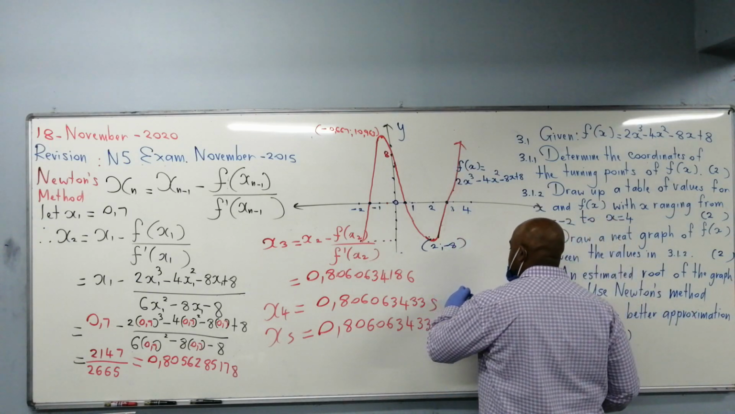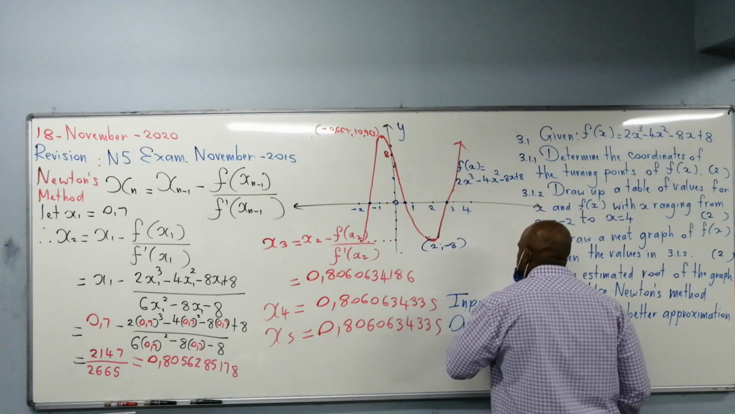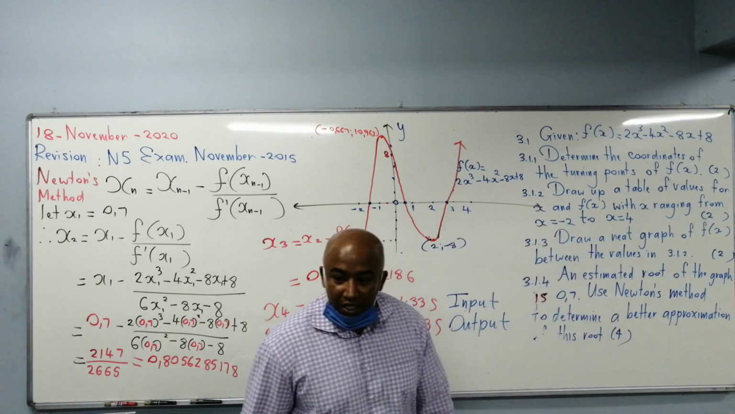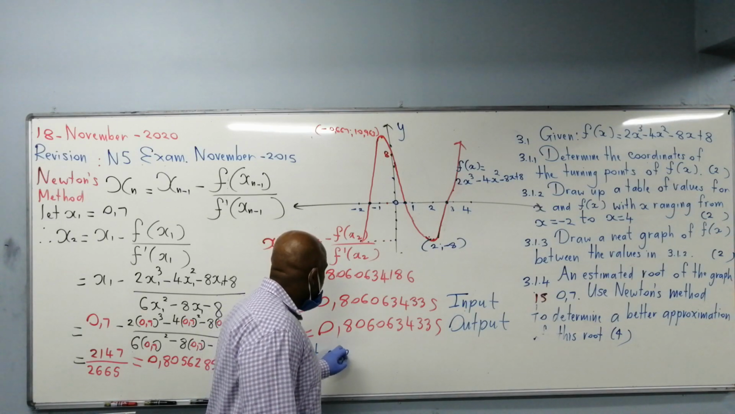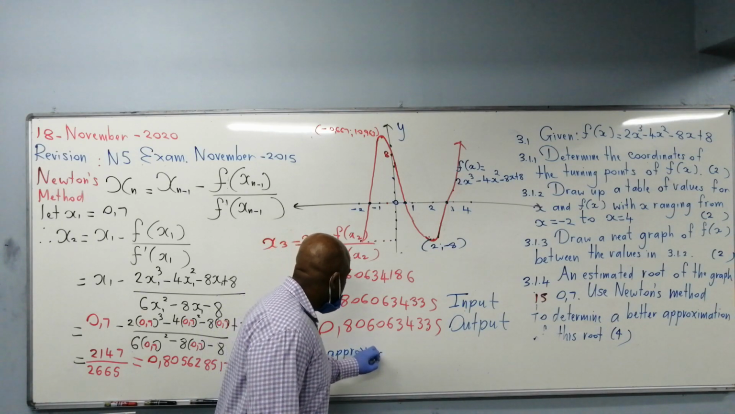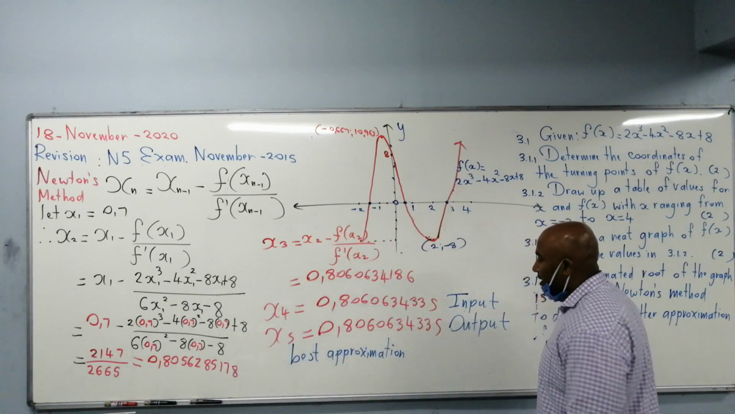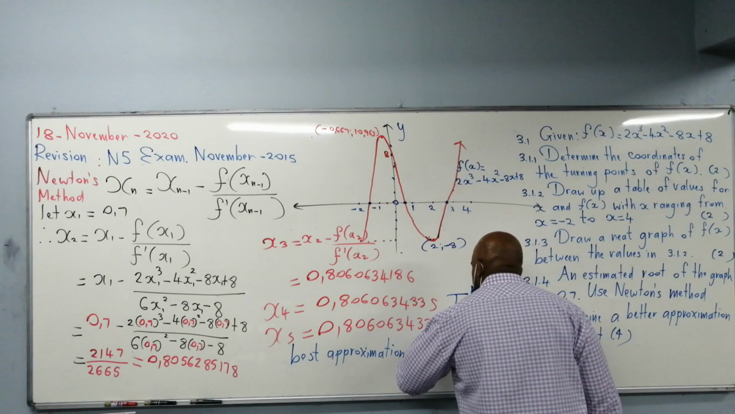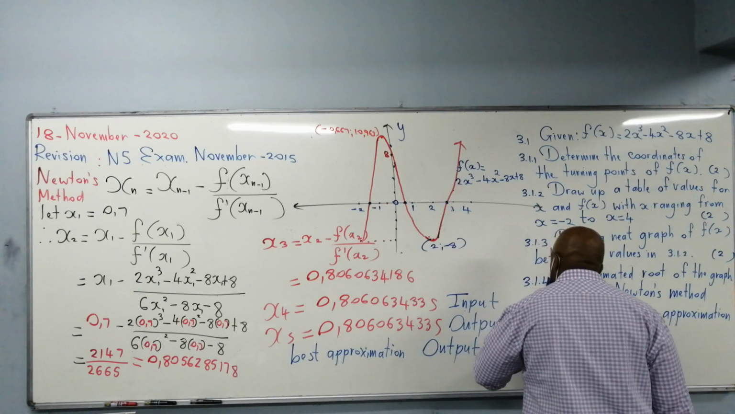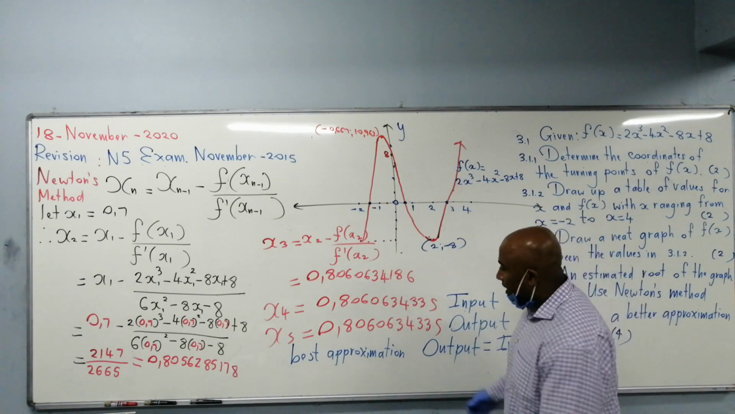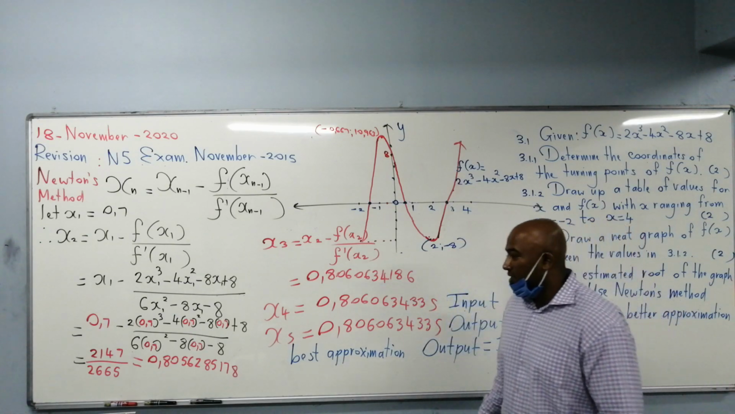Okay, so this was your input. This was the output. So the best approximation is when your output is equal to the input, like x5 is equal to x4. That means this is the x-intercept.